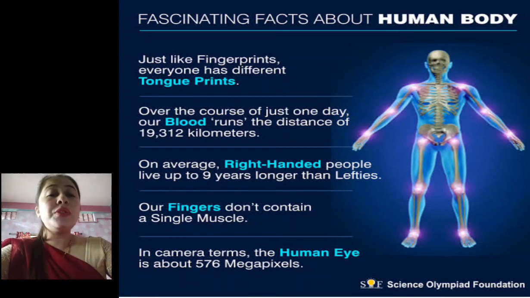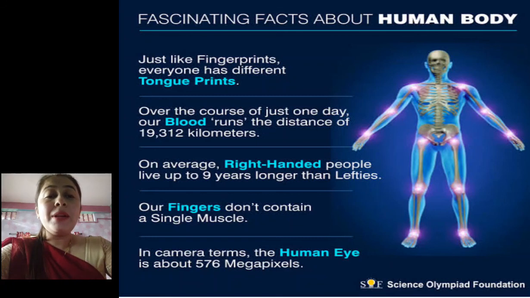Over the course of just one day, our blood runs the distance of 19,312 kilometers. You know that our blood is continuously flowing through our body. So in one day, it can run up to the distance of 19,312 kilometers, which is a very, very long distance. On average, right-handed people live up to 9 years longer than lefties. So it is proved that right-handed people live up to 9 years longer than the lefties. Our fingers don't contain a single muscle. So our fingers, the reader's fingers, don't contain a single muscle.